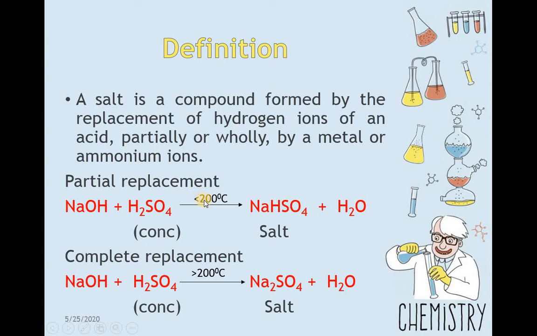This reaction happens below 200 degrees Celsius. This you have already seen in the acid chapter. Now if there is a complete replacement of both the hydrogens by sodium atoms, then you get a salt which doesn't contain any hydrogen. So the first one is the partial replacement, the second one is the whole replacement. In the second case you are getting sodium sulfate, that is Na2SO4, as a salt, and this reaction occurs at more than 200 degrees Celsius. You have to remember these two reactions because these happen in the sulfuric acid chapter also.